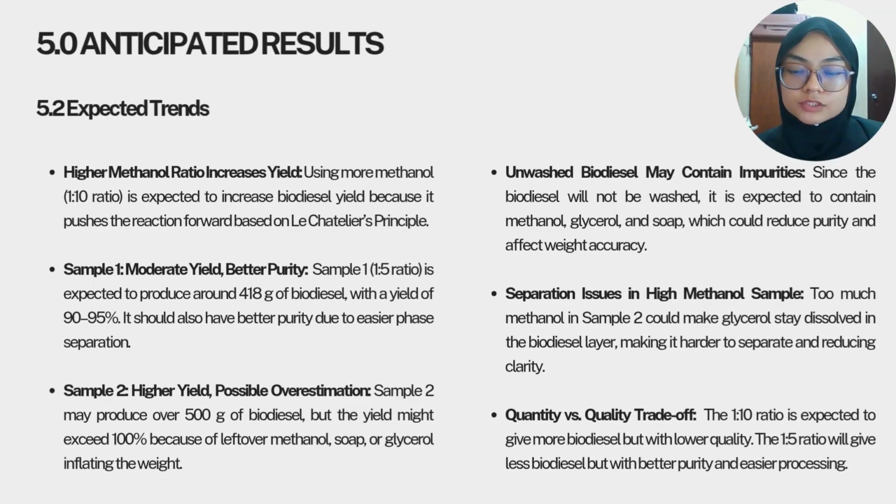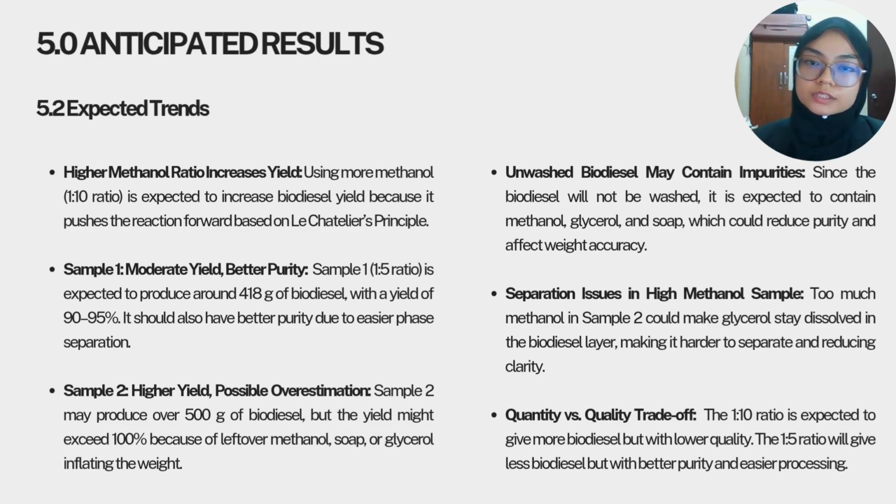For the expected trends, the first one we have is the effect of molar ratio on biodiesel yield. It is suspected that sample 2, utilizing a 1:10 methanol-to-oil molar ratio, will produce a higher biodiesel yield compared to sample 1 with a ratio of 1:5. This is due to the excess methanol driving the transesterification reaction forward in accordance with Le Chatelier's principle.